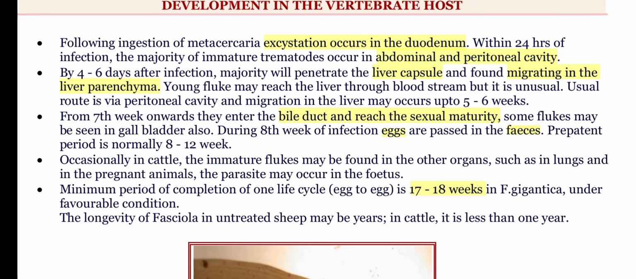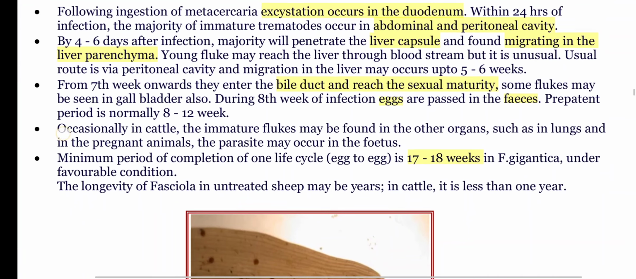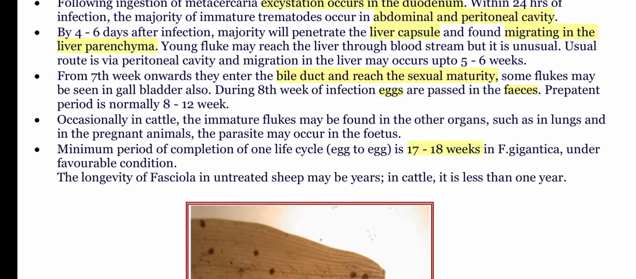And after the excystation of the metacercaria, the immature trematode will penetrate the duodenum, thereby it will enter the abdominal and peritoneal cavity. Inside the peritoneal cavity there are organs, and this immature fluke has more affinity towards the liver, and sometimes it will enter the bloodstream, and sometimes it will reach the heart also. But the majority of the time the immature flukes have an affinity for the liver, so it will penetrate the liver capsule, and it will start migrating inside the liver parenchyma, thereby destroying the parenchyma of the liver and leading to hemorrhages inside the liver.